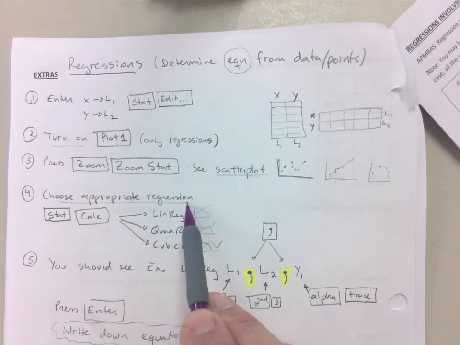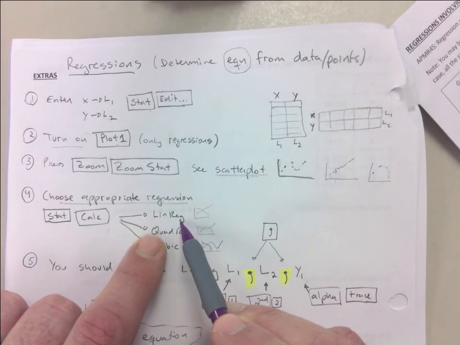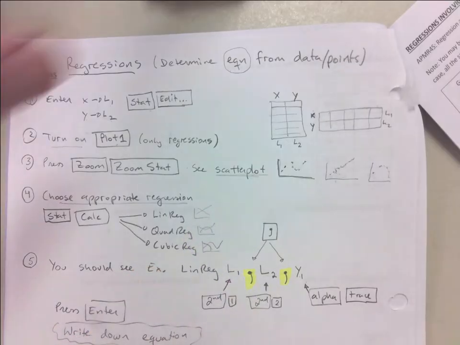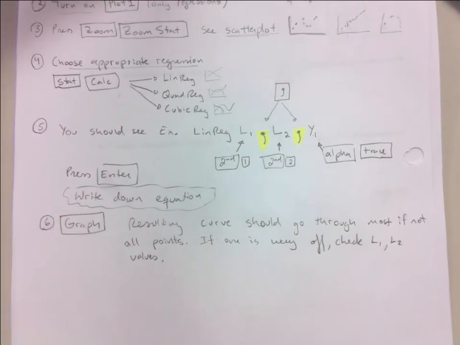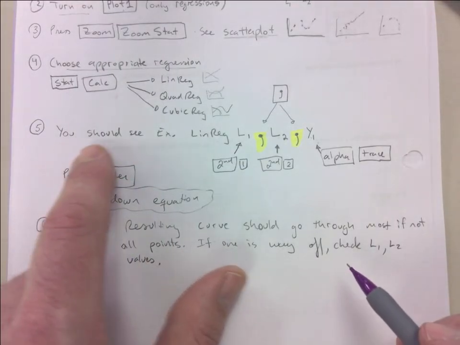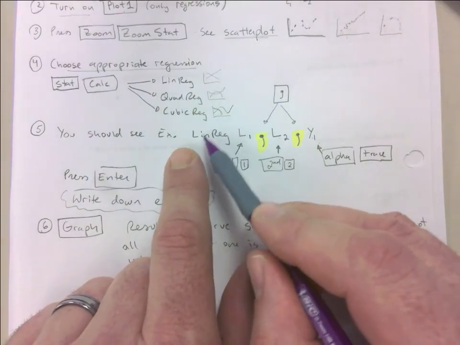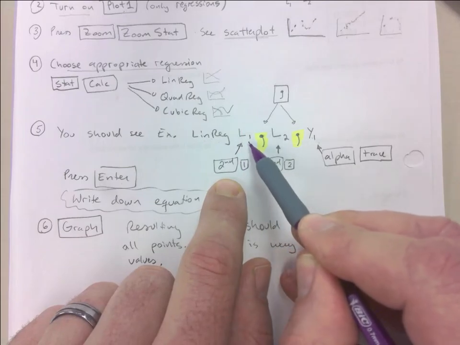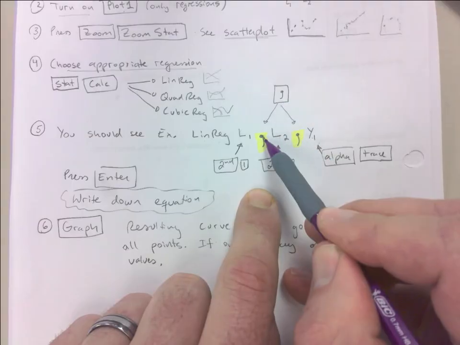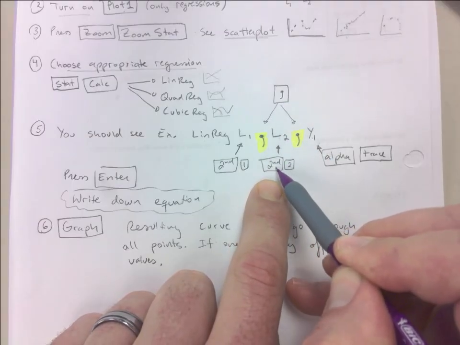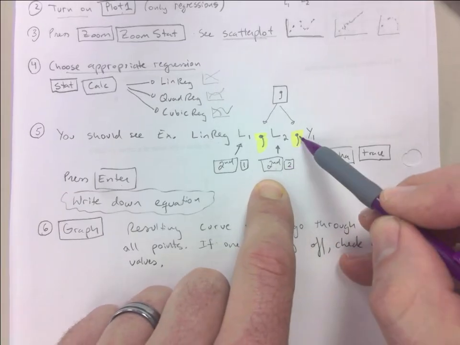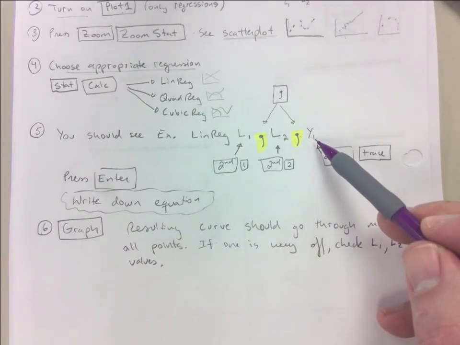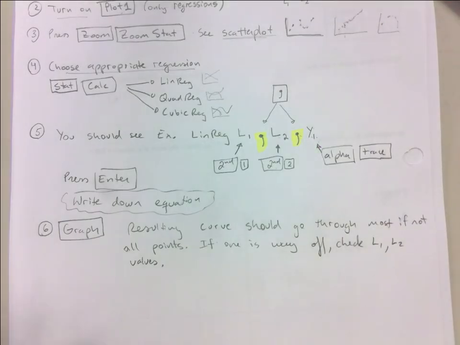Next, you choose the appropriate regression. If it looks like this, you're going to pick linear. If it's quadratic, quadratic. If it's cubic, cubic regression, okay? Next, this is the important part right here. At the end of the day, you should see on your home screen the regression that you've picked, followed by L1, so those are your x values, comma, that's a button, L2, you get there by going second 2, comma, Y1. You're going to paste that equation into Y1. Okay? So let's try that.